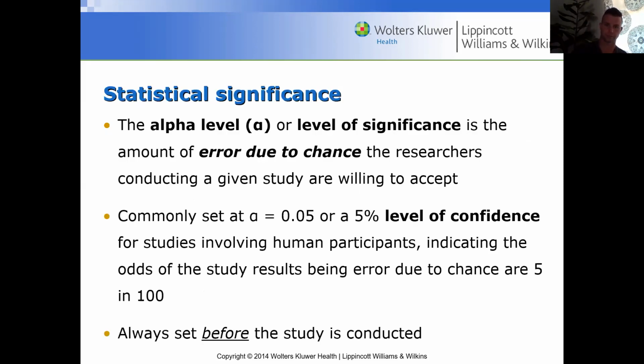All right. Alpha, level of significance, is the amount of error due to chance the researchers conducting a given study are willing to accept. So the commonly set alpha is 0.05, or what we call a 5% level of confidence. What this means for you, because anytime somebody's like, well, what was the alpha level on that particular study? Did their p-value or t-test come under it? And you're like, I don't know what the heck they're talking about, okay?